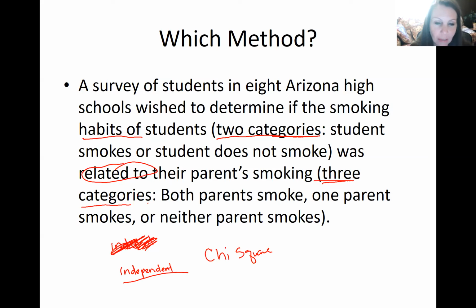So if they use the word independent in relation to 2 categorical variables, then that's another indication that we would have a chi-square type of situation.